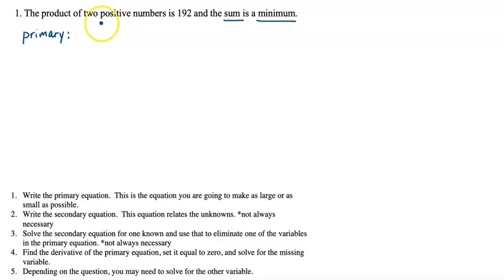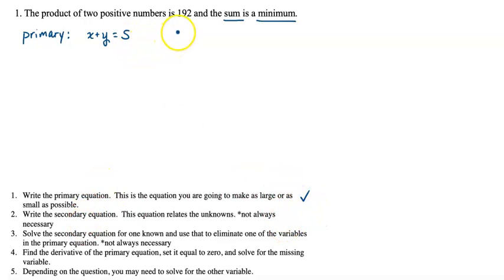We have two positive numbers. Now I can call these two positive numbers anything. I'm just assigning variables to each, so I'm going to call them x and y. I know the product is 192 and I want the sum to be a minimum. So I can write an equation for the sum of these numbers: x plus y is equal to. Now for our primary equation, this is just equal to some value. So the sum that we want to minimize is just equal to something. I'll just call that a capital S for sum. So we've written the primary equation.